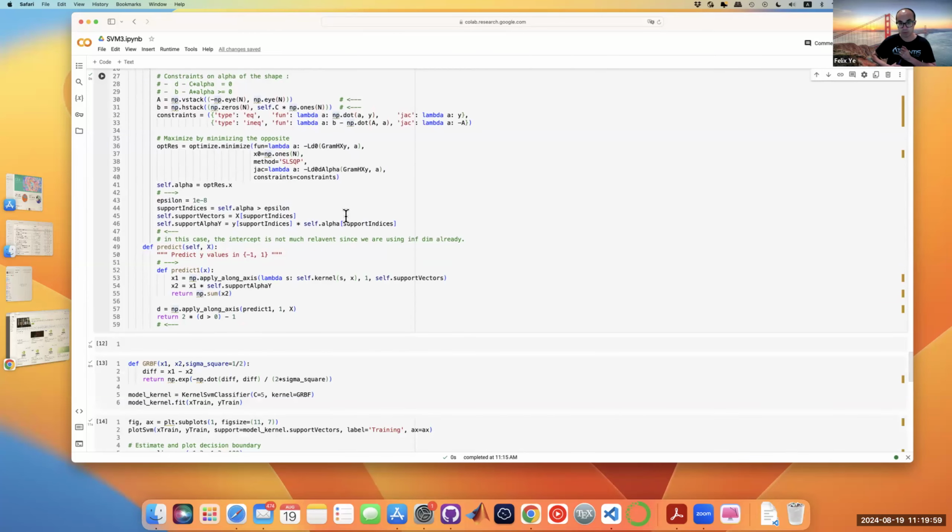But if you have a lot of points, that will be a much longer time. But the benefit is if we're using the Gaussian kernel right here, the features and the space that we use is infinite dimensional. For this part, the intercept is not very relevant since we're already using infinite dimensions. Whether adding the intercept or not will not make much difference, and it won't matter at all.